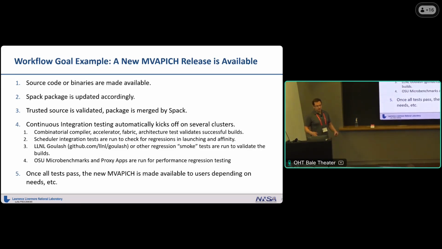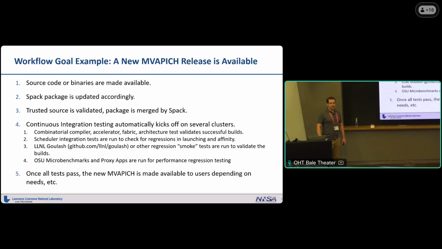This would happen on several clusters, because at Livermore we have a lot of different interconnects and a lot of different setups. We have a combinatorial build with different compilers, accelerators, fabrics, and architectures. We're doing two different schedulers now, Slurm and Flux, so we need to do integration tests with those. We make sure we can launch, and that we're not getting everything on CPU 0. We have our own smoke tests called Goulash, which are publicly available on GitHub.